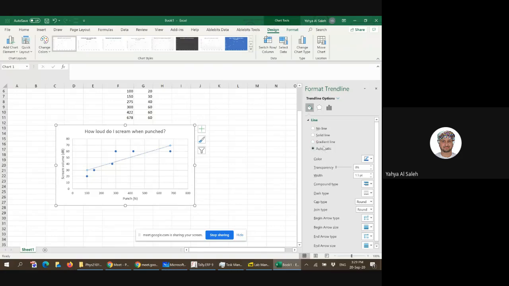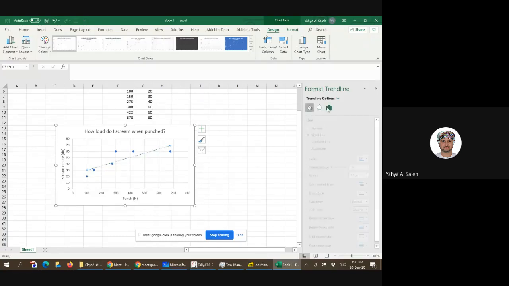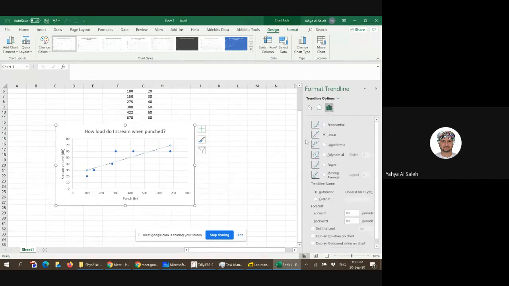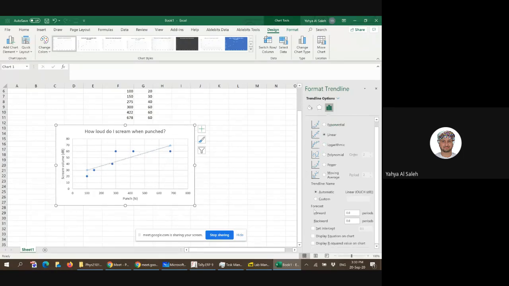I want an automatic line, or I want a solid line. I want it to look nice. I can make it look nice. I can just choose whatever line type I want. But the more important option is here in the data option. Do I want to try to fit it exponentially? This doesn't look like a good exponential fit. Maybe linearly, maybe logarithmically. This one looks good with the logarithmic one, but most things we will be doing in our course are linear. And down here, we have display equation on chart.